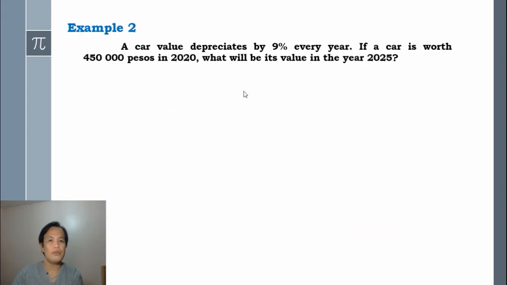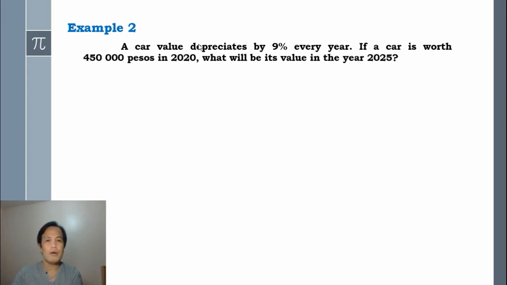A car value depreciates by 9% every year. If a car is worth 450,000 pesos in 2020, what will be its value in the year 2025? Now, let us analyze the problem.